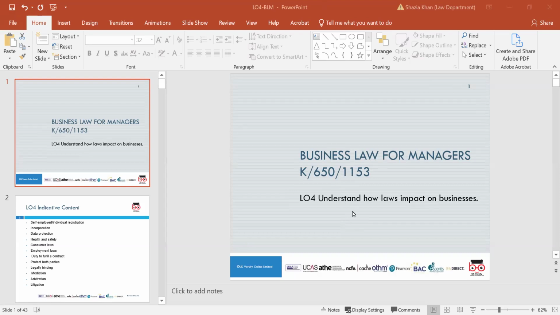I just want to go through first, before we go on to learning outcome 4, learning outcome 3 and give you a recap of what we did in the last session. So learning outcome 3, we looked at elements of understanding key business related laws, why these laws are important when we deal with businesses and why the laws need to be followed, so the definition of the laws and examples of that.